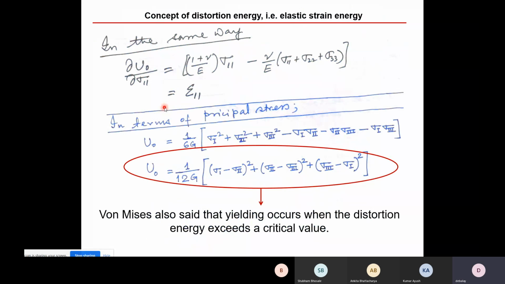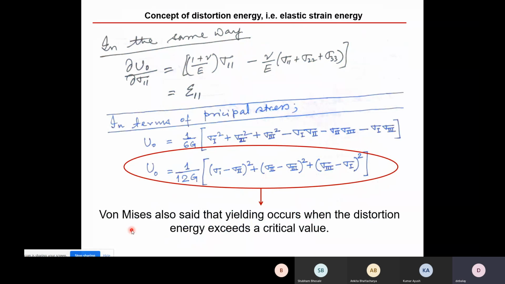Von Mises said one more thing. He said yielding will occur when distortion energy reaches a critical value. So the distortion energy, those expressions we have obtained, if we represent them in the form of principal stress terms, you will find it comes out to be U naught equal to 1 by 12G times sigma 1 minus sigma 2 squared plus sigma 2 minus sigma 3 squared plus sigma 3 minus sigma 1 squared.